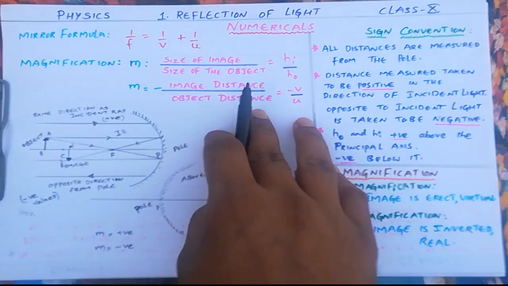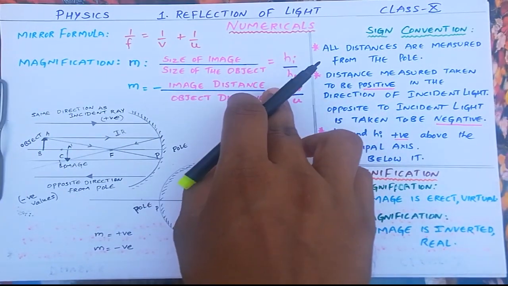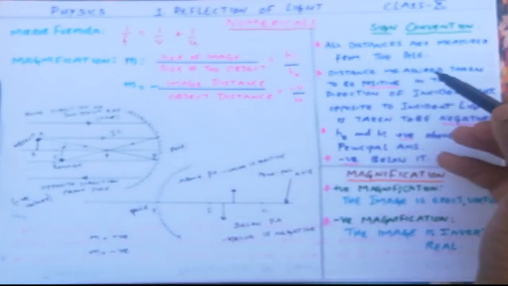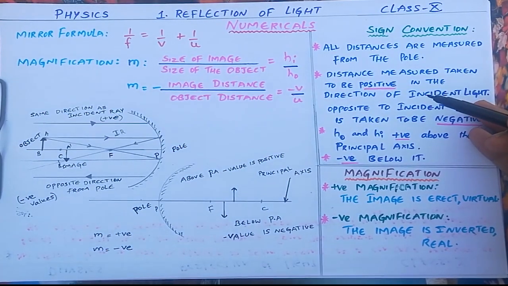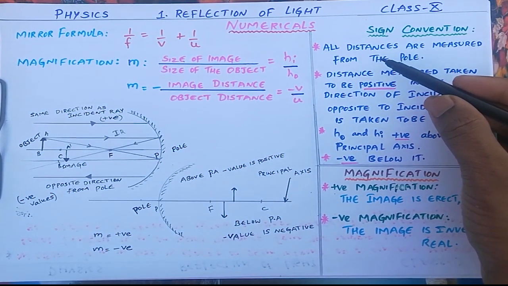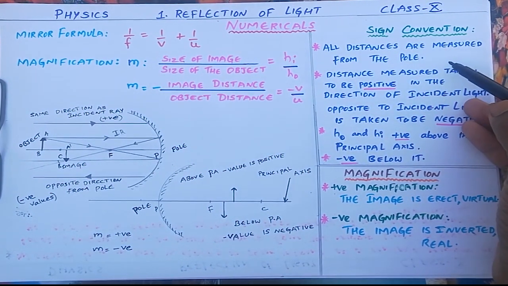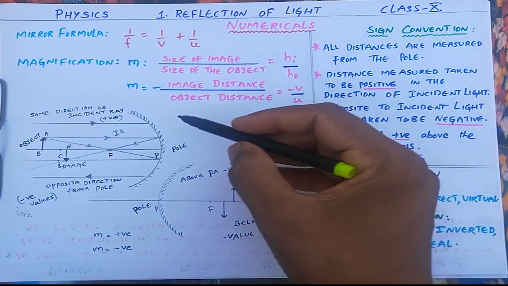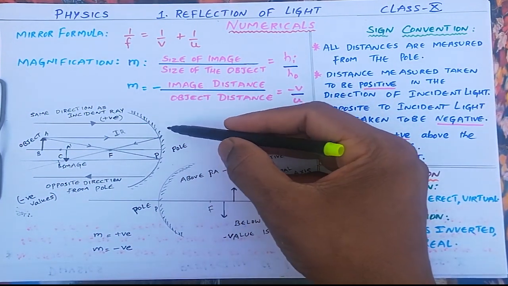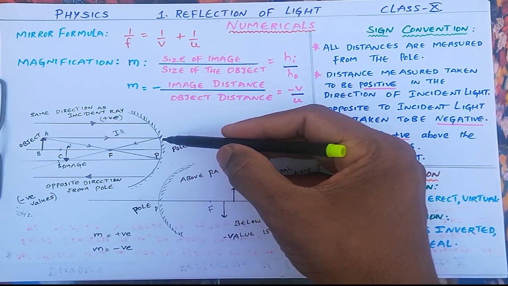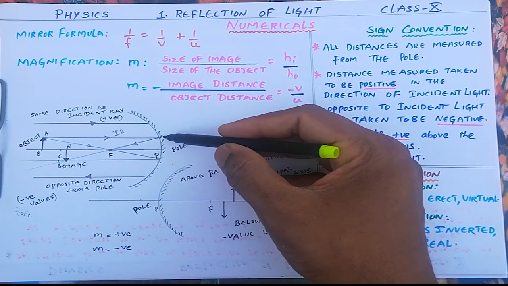So first we have to follow some basic rules, and an important thing we should remember is sign convention. First, in sign convention, all the distances are measured from the pole. So from the pole, suppose this is the pole, all the distances should be measured from this point only.